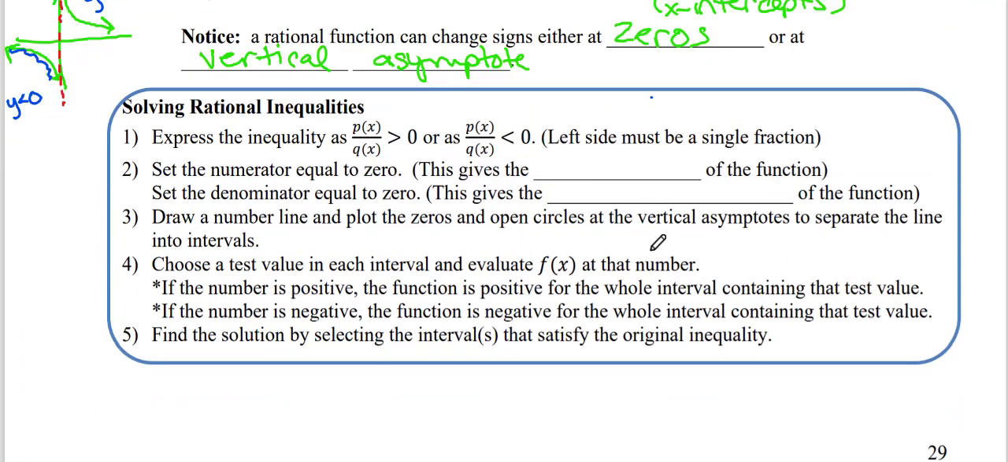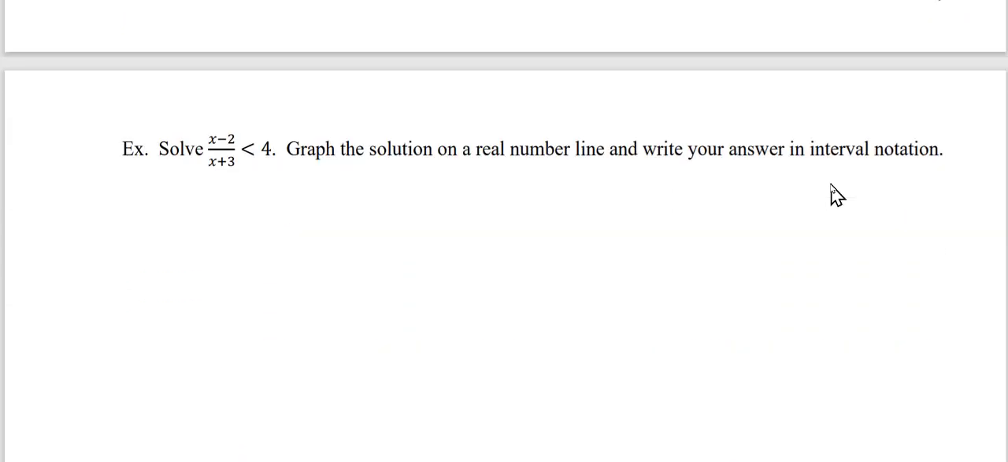I will fill in these blanks here. Setting the numerator equal to 0 will give the x-intercepts, or the zeros, of the function. Setting the denominator equal to 0 could give us vertical asymptotes. Not always, but sometimes. So we'll do that, and then the process is still the same. First step has to be getting 0 on one side of the inequality. That means I have to subtract 4 from both sides.